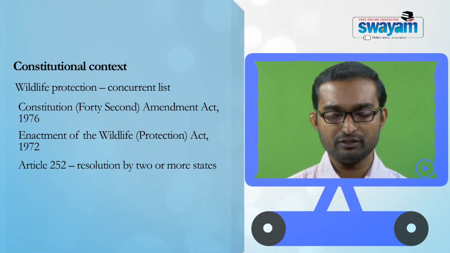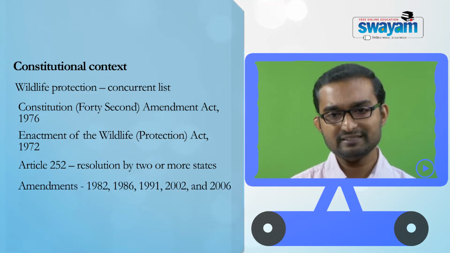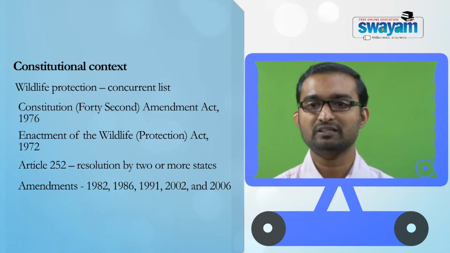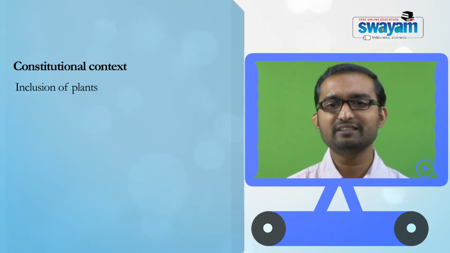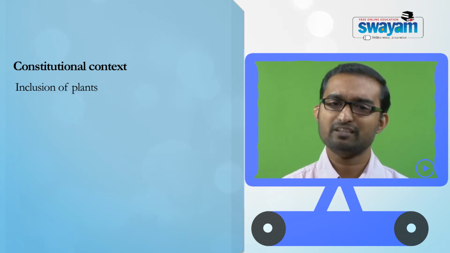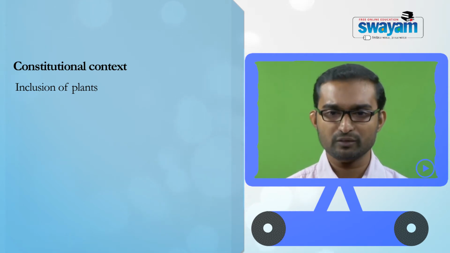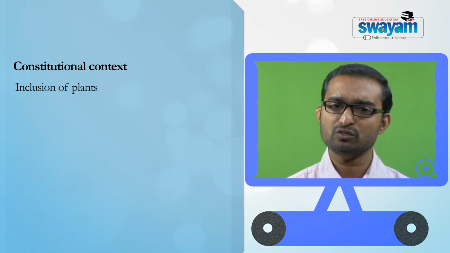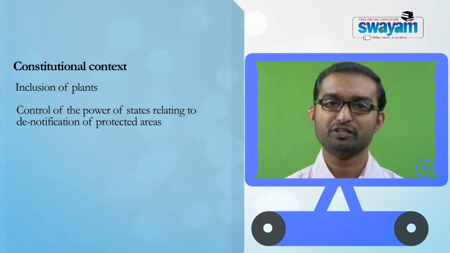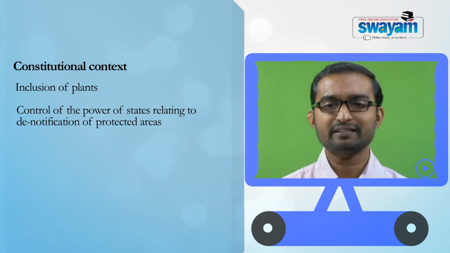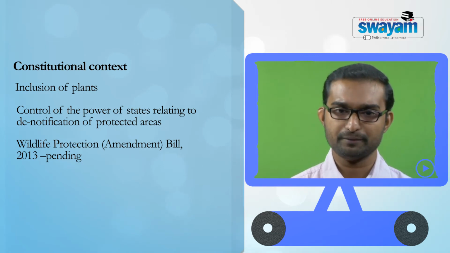After 1972, this Act underwent at least four or five amendments, that is in 1982, 86, 1991, 2002 and 2006. All these amendments included a number of significant changes to this 1972 Act. For example, originally it was meant only for wild animals, but through these amendments, plants were also included. These amendments also tried to strengthen the power of the central government as far as the regulation or protection of wildlife in India is concerned. There is a recent bill, the Wildlife Protection Amendment Bill 2013, pending before the Parliament.